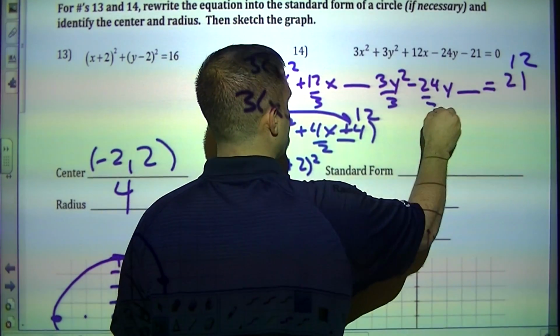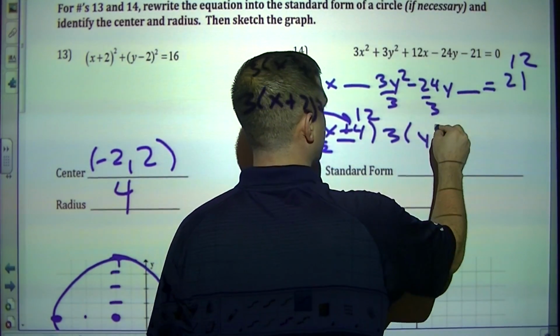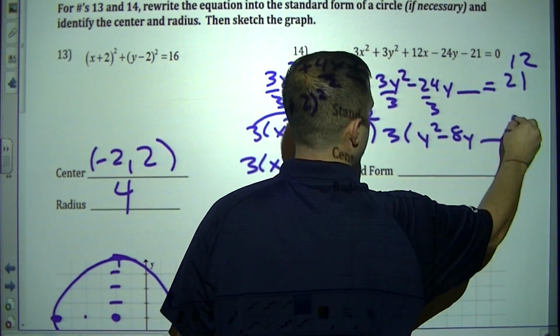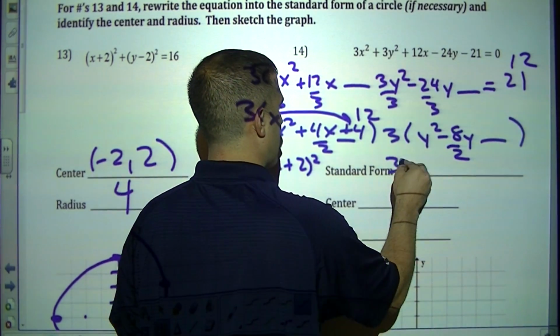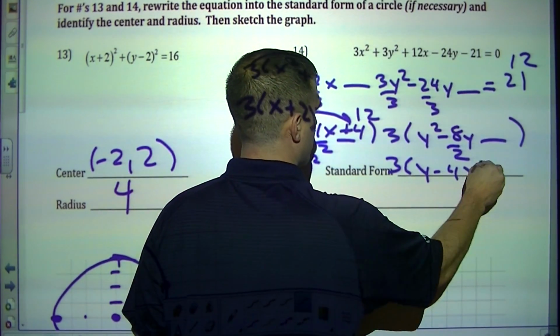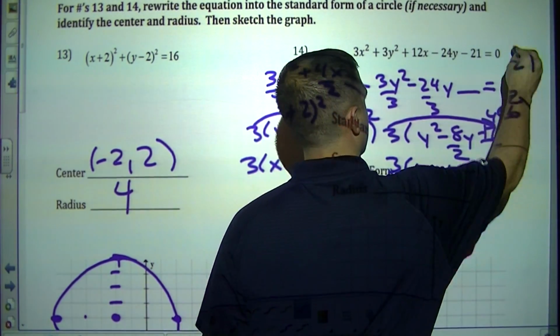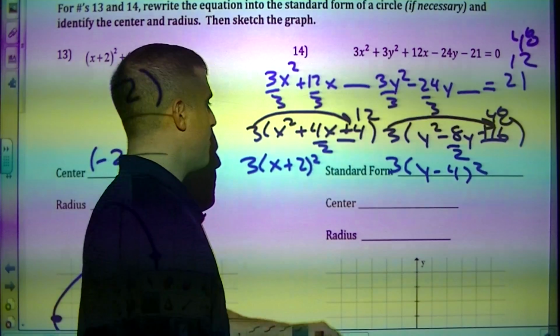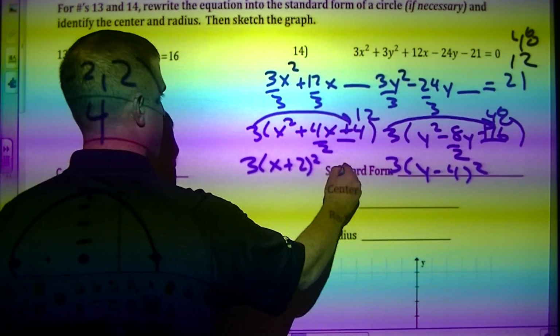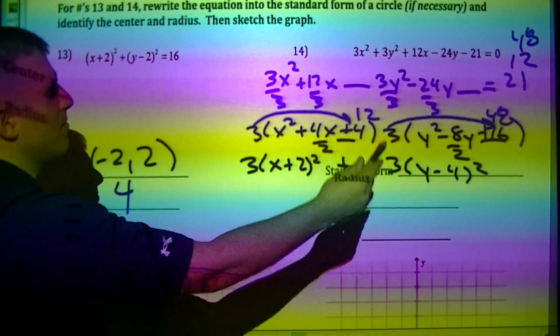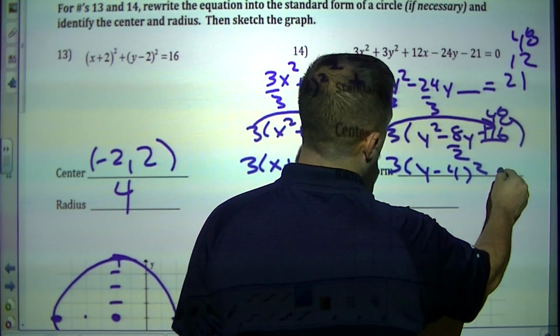I'm dividing by 3. I got y squared minus 8y. I'm dividing that by 2. I got y minus 4 squared. -4 squared is 16. 3 times that would be 48. Okay, if I total up all those numbers, okay, I've got the plus in between here. If I total up all those numbers, I believe I get 81.